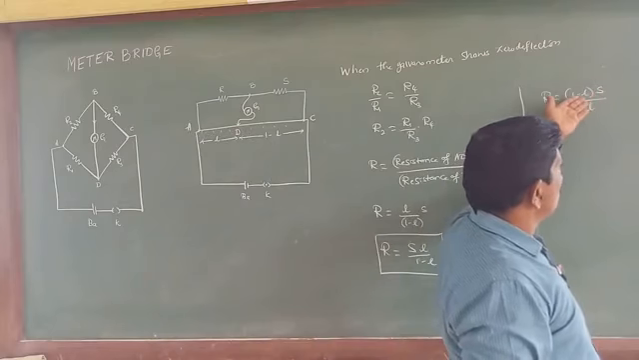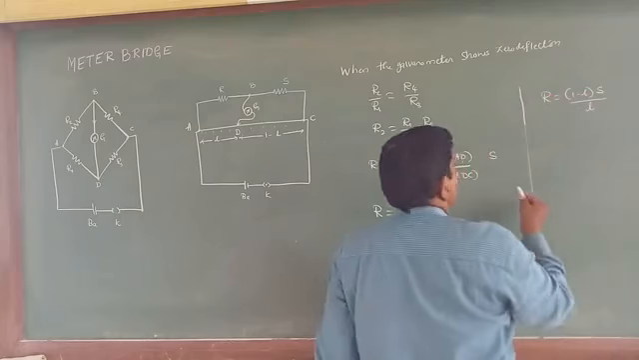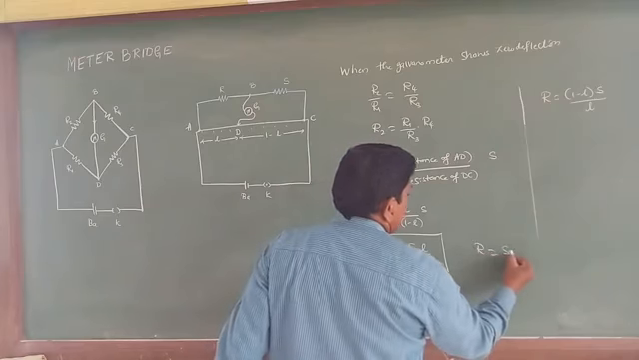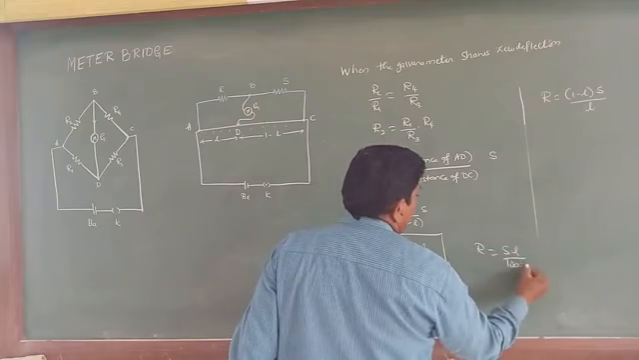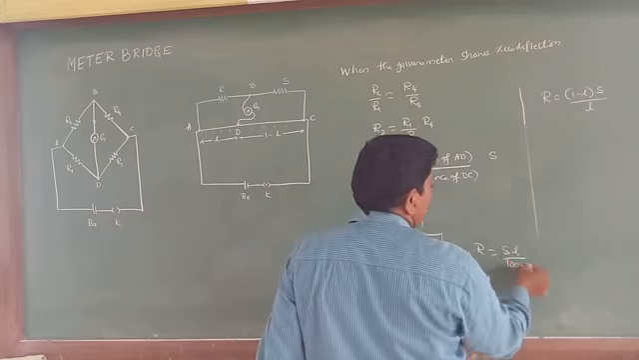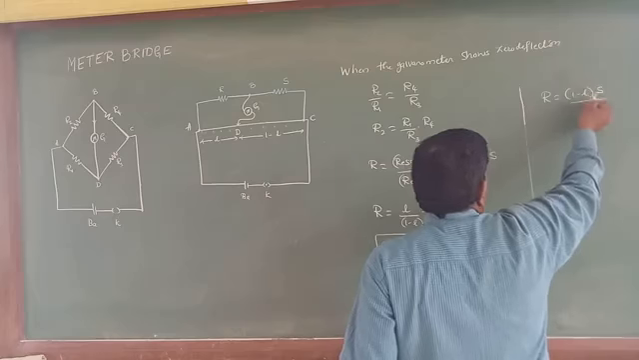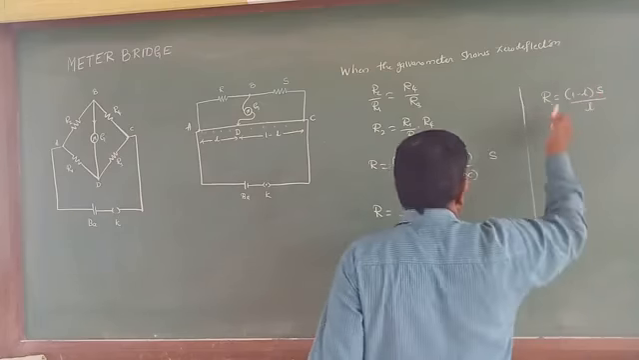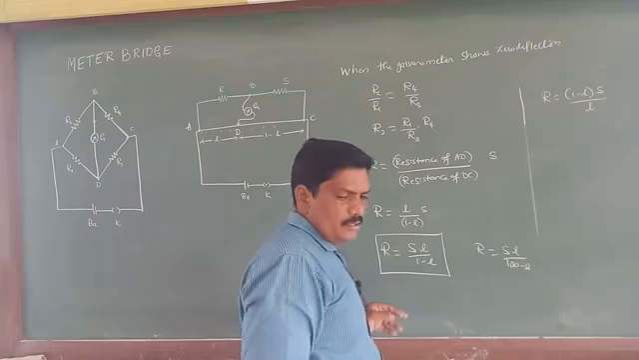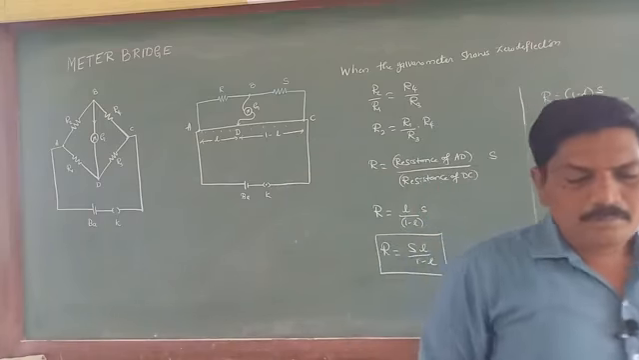If you want to take the length in centimeters, then we can write this relation as S into L divided by 100 minus L. So instead of 1 meter, you have to use 100 centimeters. And here also the same: 100 minus L divided by L into S if L is in centimeters. If L is in meters, directly we can write SL divided by 1 minus L. Is it clear? Okay. I will show how the meter bridge looks.